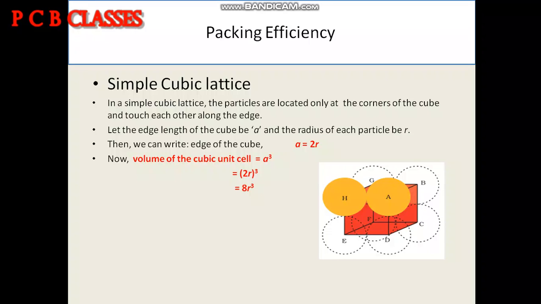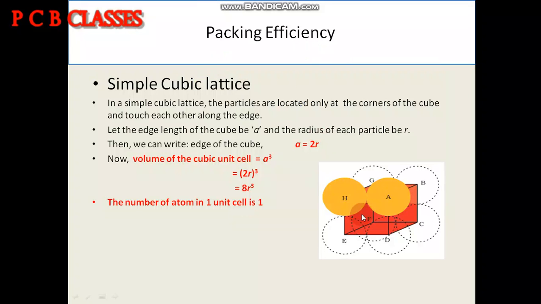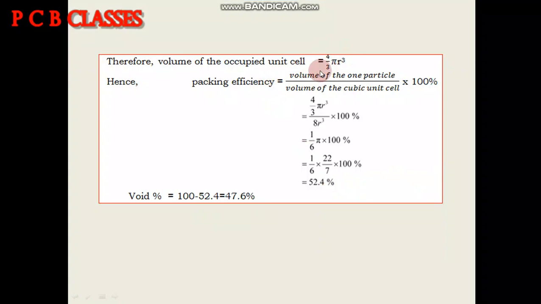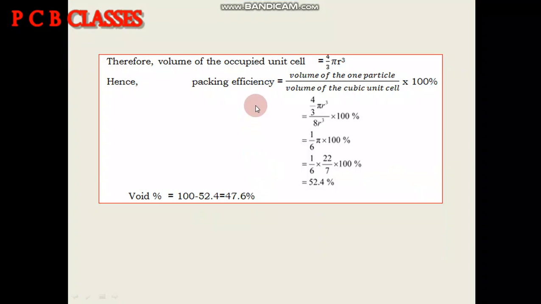Now we will proceed to the volume of the sphere. Do remember, the number of atoms in the primitive unit cell is 1. Since we are looking at these atoms as spheres, the volume of the sphere is always 4/3 πr³. So the volume of the cubic unit cell is a³, that is 8R³, and the volume of the sphere is 4/3 πr³.